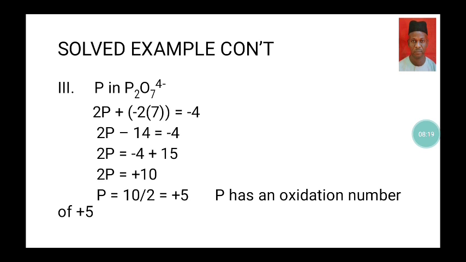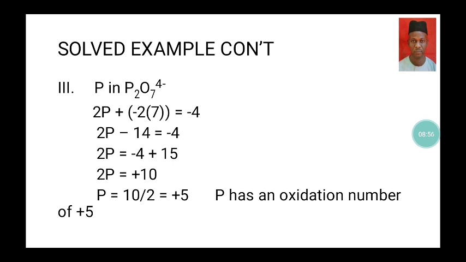So also, in this case, we find P in P2O7 with a charge of 4 negative. That shows that the charge of this compound is not 0, but it is -4. We now solve it. We have 2P minus, our oxygen is -2 times 7, which is 14, is equal to -4.